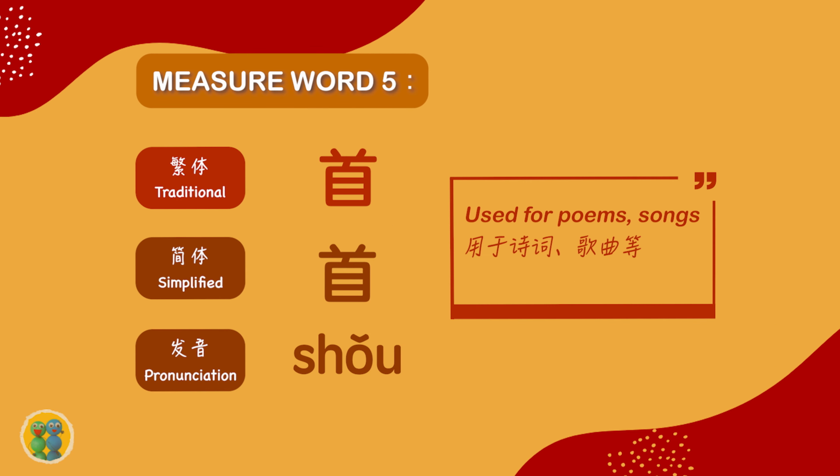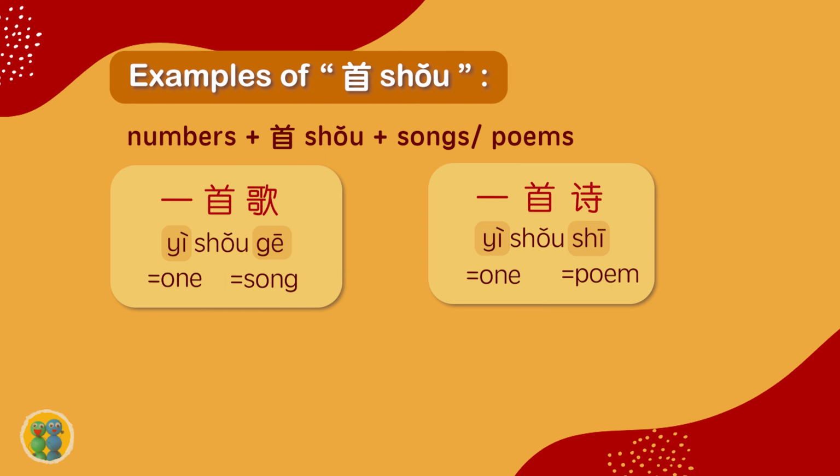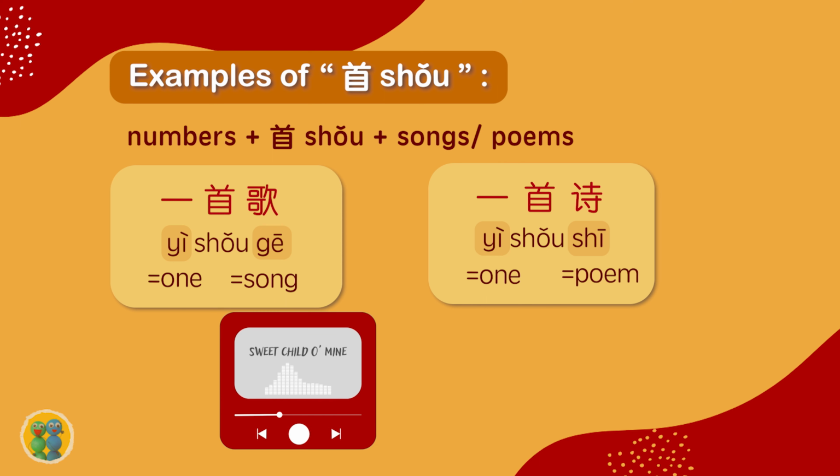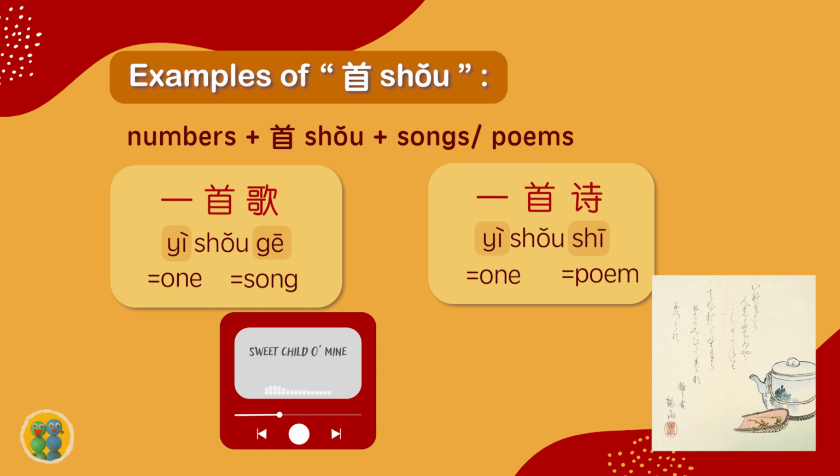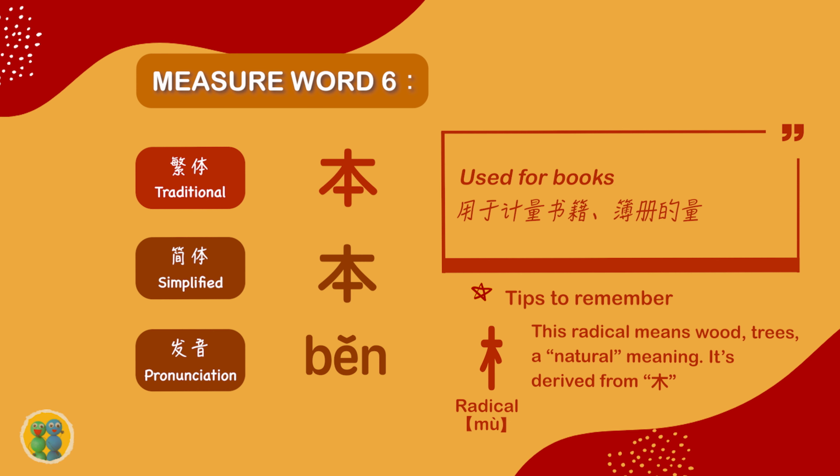The fifth measure word is 首. 首 is used for poems and songs. Examples of 首. 一首歌. It means one. 歌 means song. 一首诗. It means one. 诗 means poem. The sixth measure word is 本.